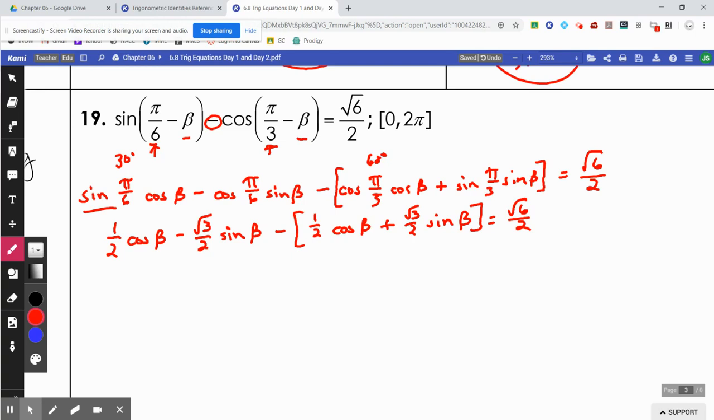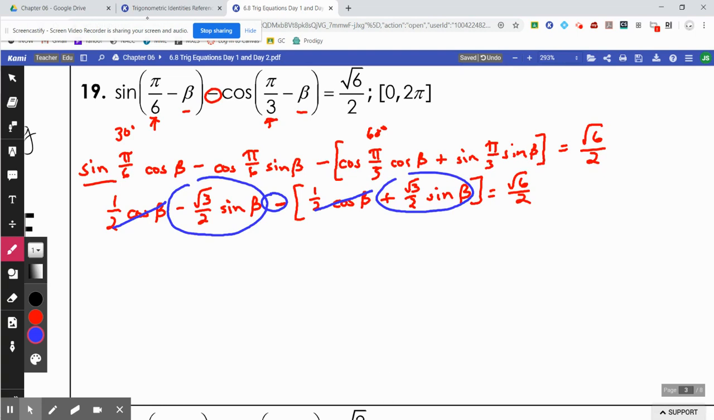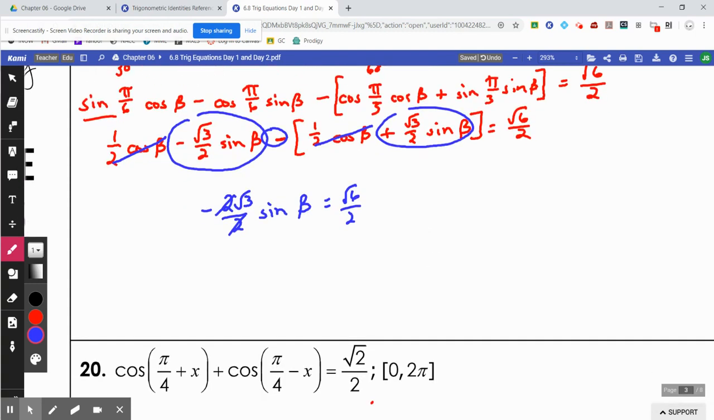There we go. So what we have now is when you distribute this negative sign, here's what's going to happen. You have a 1/2 cosine of beta here that's going to combine with and cancel out with this 1/2 cosine of beta. And you're going to have a negative root 3 over 2 minus root 3 over 2. And that's going to be negative 2 root 3 over 2 sine beta. And those 2's will reduce, is equal to root 6 over 2. That's all we're left with there.